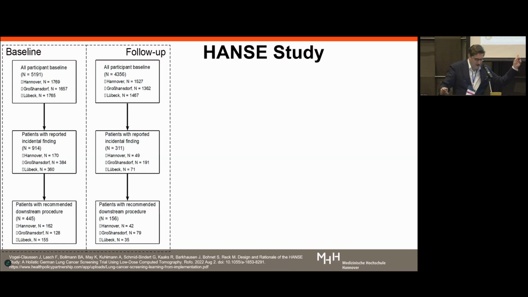Between Hanover reporting 170 out of the 5,000, Groß-Hansdorf nearly double, right, reporting the incidental findings. But when you go down and look at where they recommended some follow-up or see a GP or surgery, and this is everything but the coronary calcium and the emphysema, right? Because we also consider these comorbidities, and this is just looking at everything but the calcium. It's more homogeneous, you see? It's 162 in Hanover and very similar numbers at the other centers.